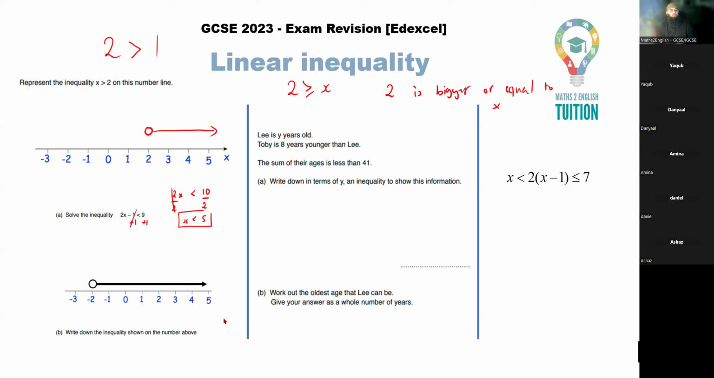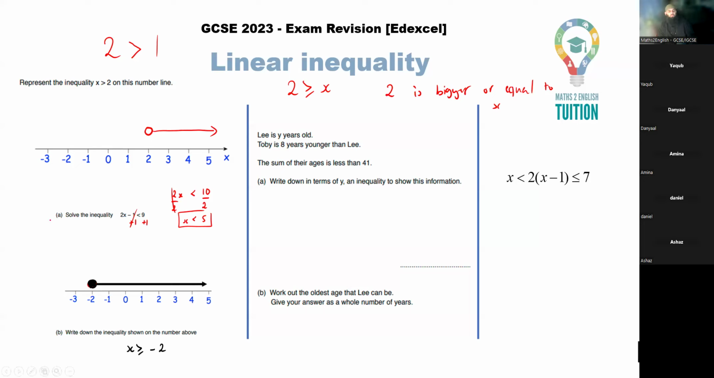Okay, next example: write out the inequality shown in the number line above. This is a hollow circle. If this was a filled-in circle, let me get the correct pen color, if this was a filled-in circle like this, that would actually mean that x is bigger or equal to -2. I'm just doing that for the sake of you understanding it.